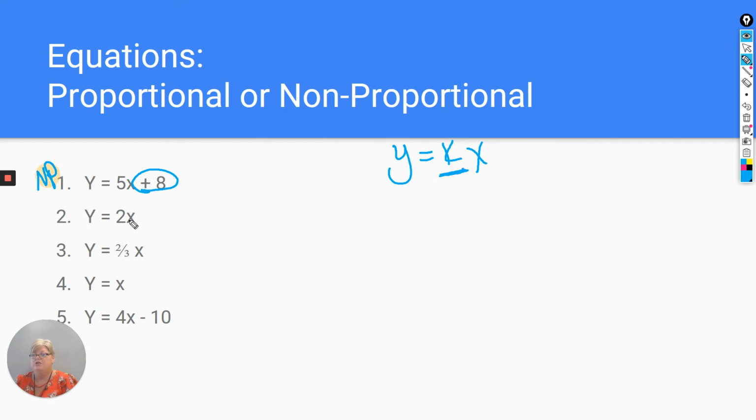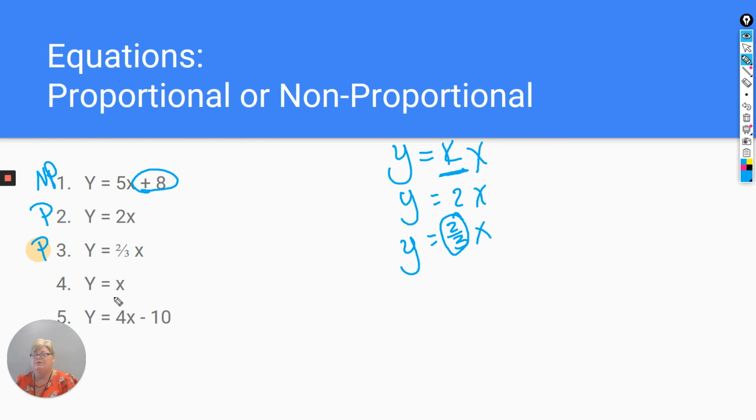Y equals 2x, does that match? Yeah, 2 is the unit rate, so that would be proportional. What about y equals 2/3 x? Would that be proportional? Well, 2/3 times x, yes, that is proportional because it's multiplying. Your unit rate is 2/3.